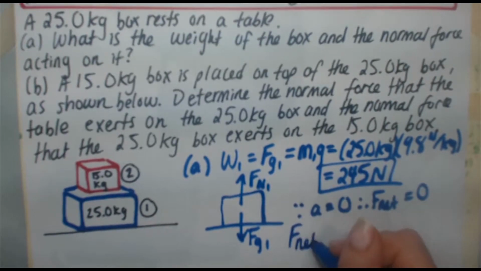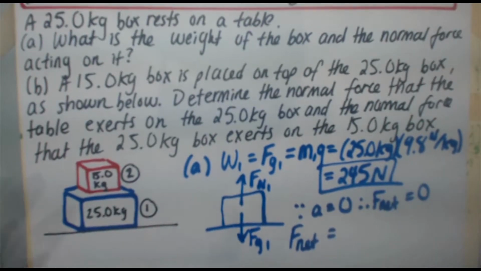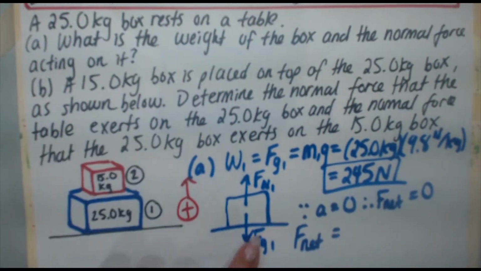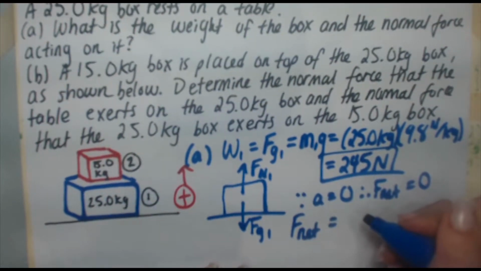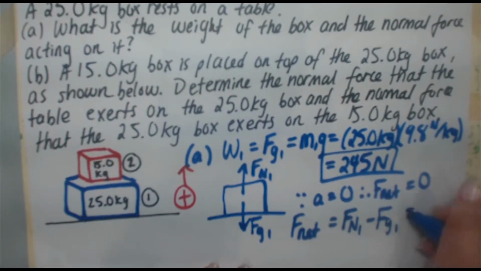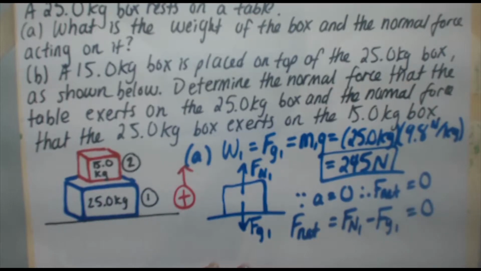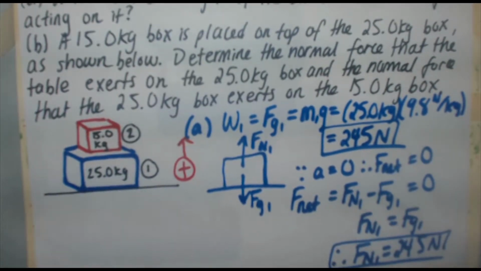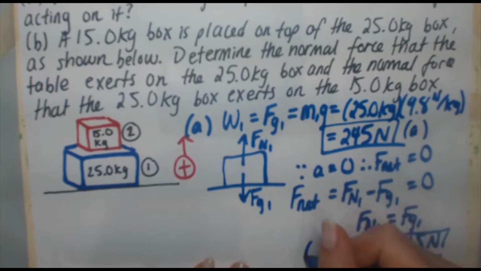So we've got F net is equal to, now we need directions here, so why don't we let positive be the upward direction? Therefore normal force is in the positive direction, gravity is in the negative, so F net is equal to Fn1 minus Fg1, and we know that the sum of those two has to be equal to 0 since net force is 0. If we bring Fg1 over to the right side, we get Fn1 equals Fg1. Therefore, Fn1 equals 245 newtons. So there's the normal force on box 1, 25.0 kilograms. And those are the answers for part A.